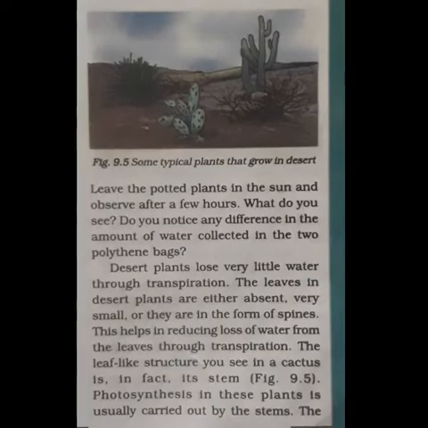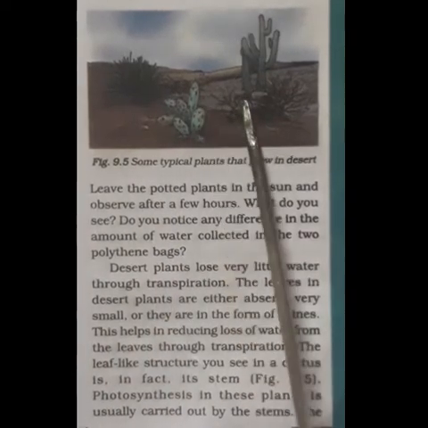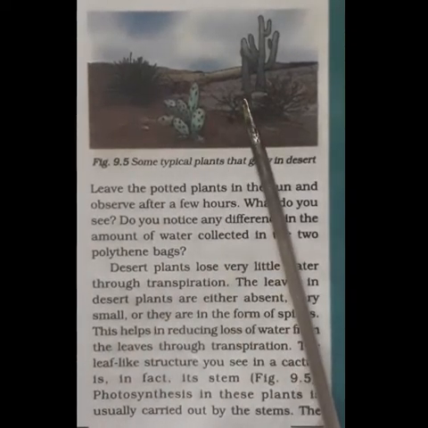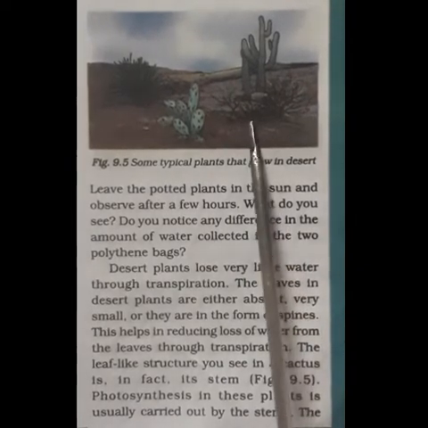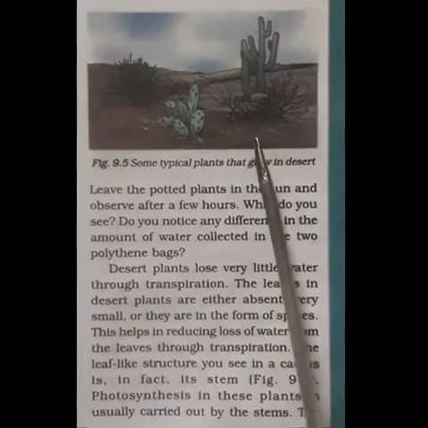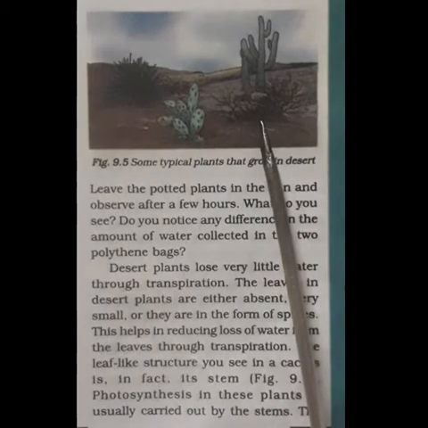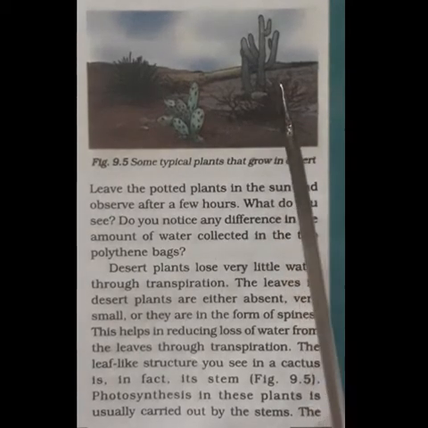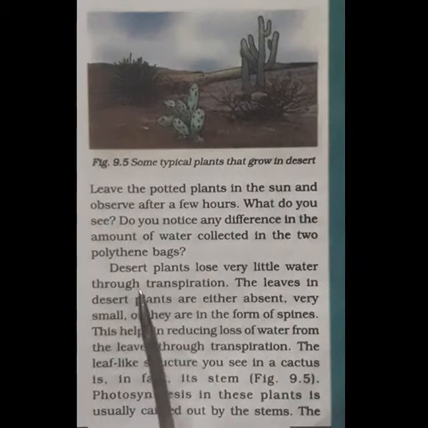To know more about the plants of the desert, plants lose very little water through transpiration. Transpiration is a process where the plants lose water from the body in the form of droplets. This process is known as transpiration. So in case of desert plants, they lose very little water through transpiration.